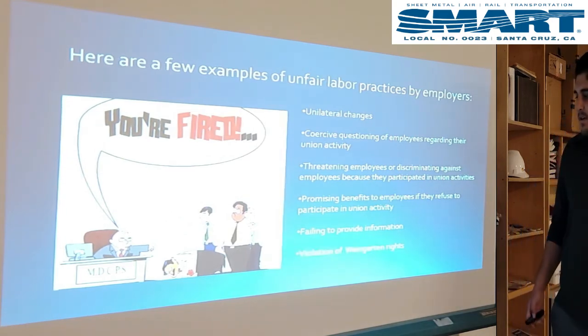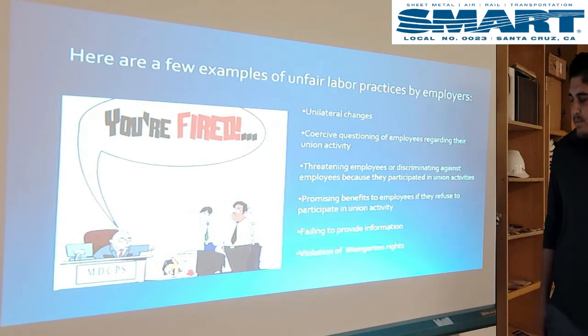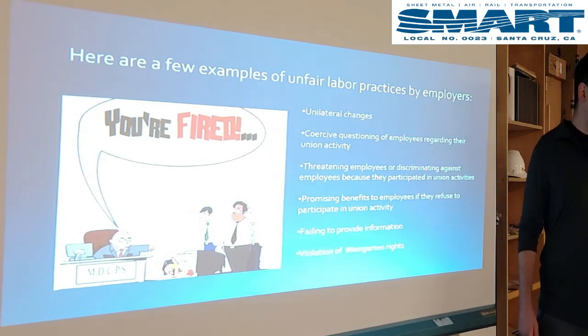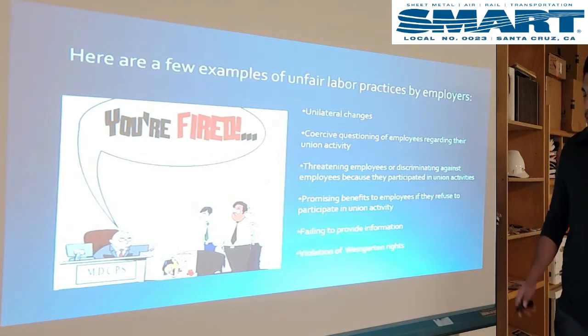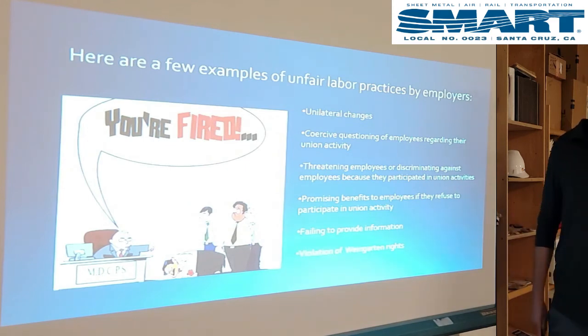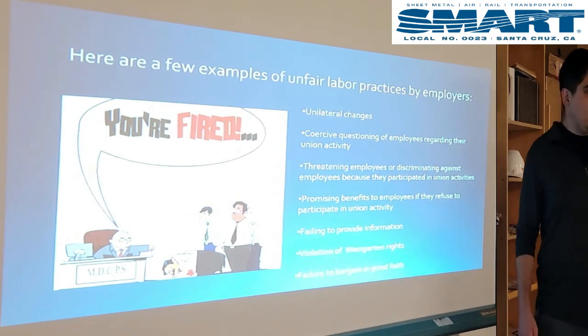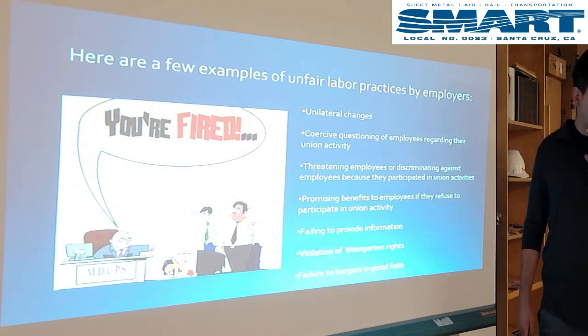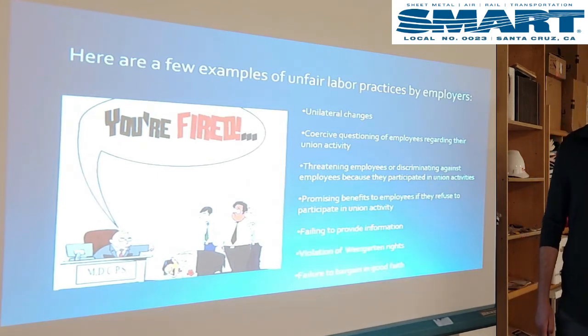A violation of Weingarten rights, something we covered on a previous presentation. If our employer or Metro refuses your right to union representation when they're asking you questions that could lead to discipline, that is a violation of your Weingarten rights, which is an unfair labor practice. And simply a failure to bargain in good faith. It prevents the union and employers from just saying no without having to follow or find a common ground.